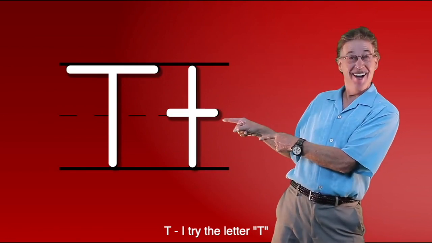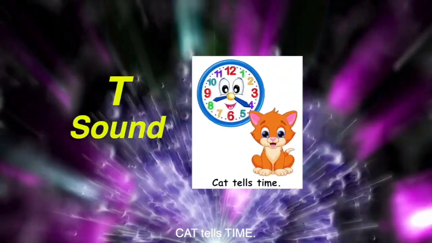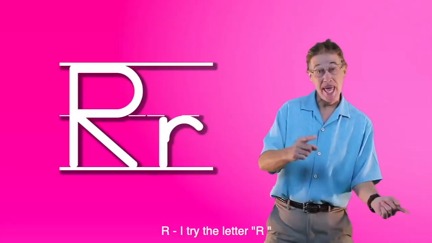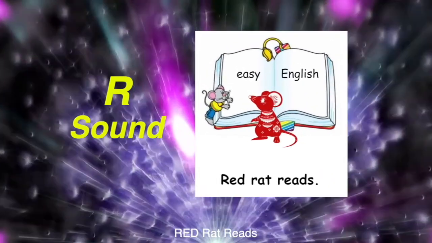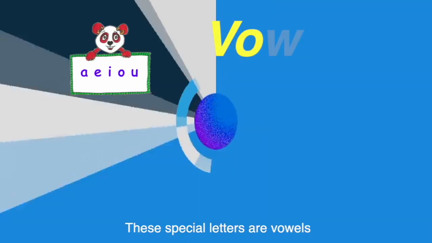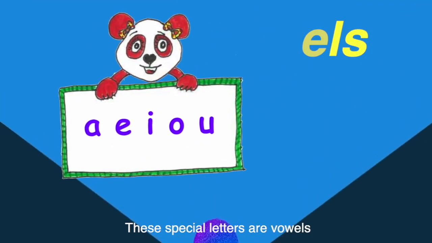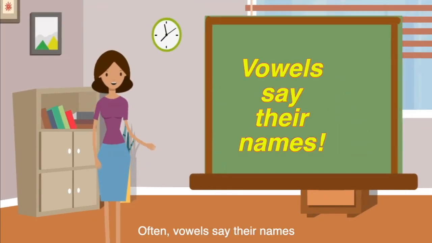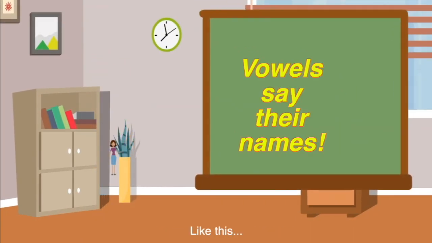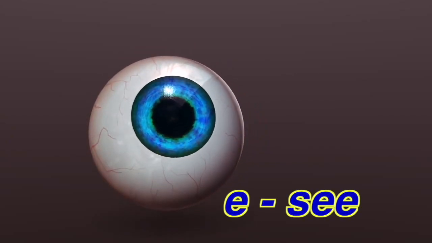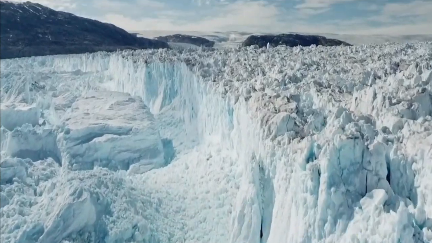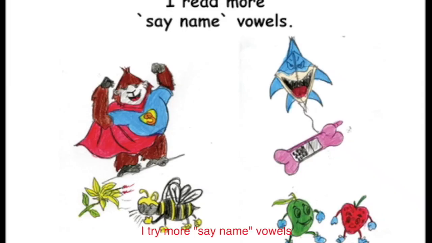T. I tried the letter T. Cat tells time. R. I tried the letter R. Red rat reads. These special letters are vowels. Often, vowels say their names, like this. A in face, E in sea, I in ice, O in no, U in blue. I try more say-name vowels.